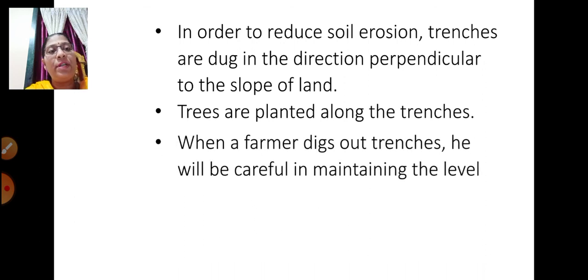And when the farmer digs out trenches, he will be careful in maintaining the level. He will see to it that the level is maintained, because if the level is not maintained, the soil will become loose and it will get washed away. So all this helps even the farmers in digging out trenches.